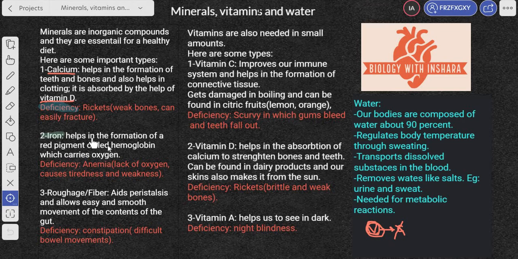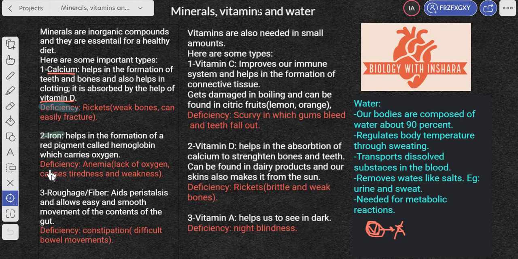So iron helps in the formation of a red pigment called hemoglobin. Hemoglobin is a red pigment present in the red blood cells, and hemoglobin is what carries oxygen around the body, right? Oxygen combines with your hemoglobin, forming oxyhemoglobin to be distributed around the body. It's written here, which carries oxygen.